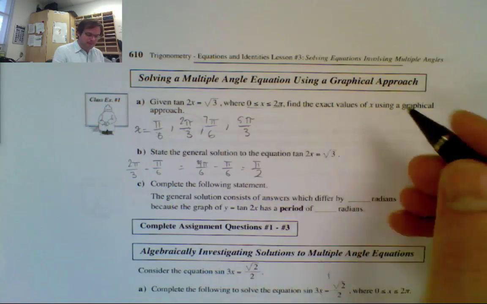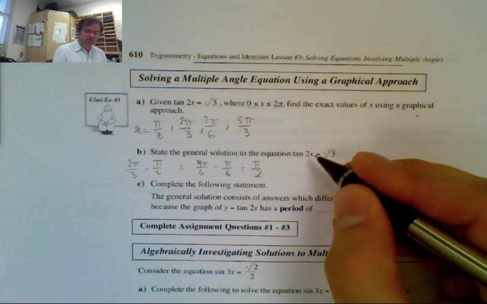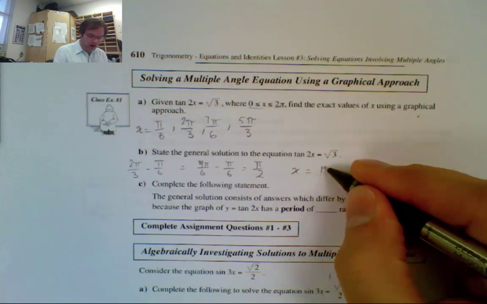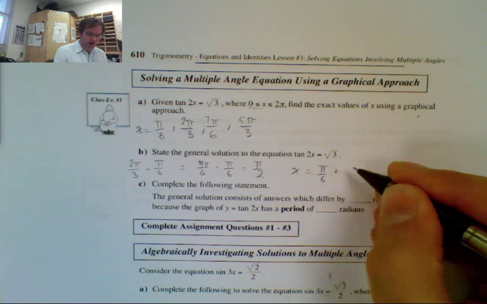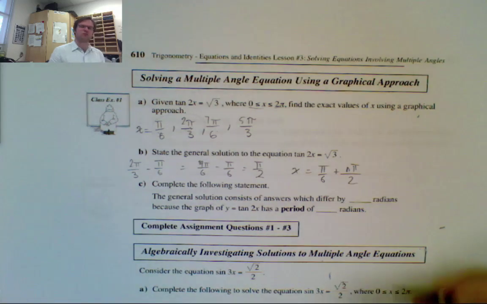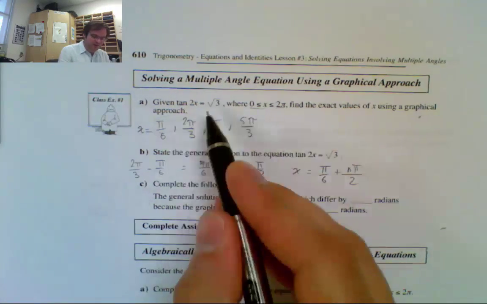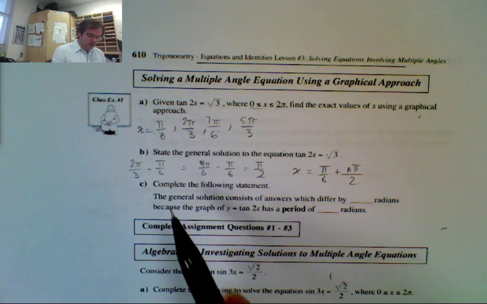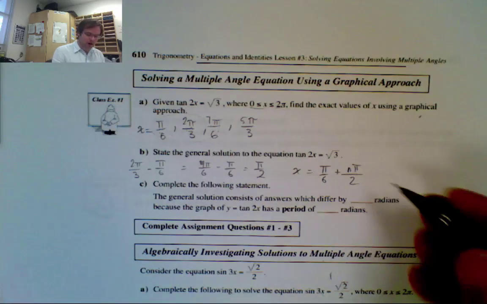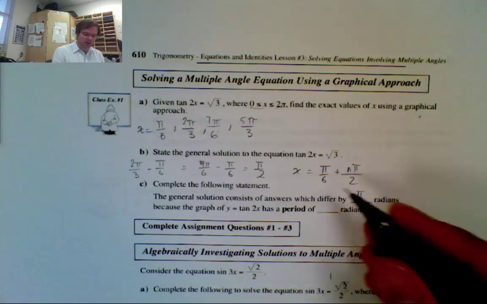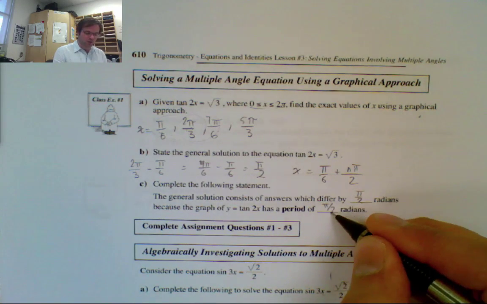So really, what's happening here is we're going to say x is equal to pi over 6 plus n pi over 2. Because the difference between these is pi over 2, and the difference between these is pi over 2, so that's what's happening with my general equation here. In other words, the general solution consists of answers that differ by pi over 2 radians, which means the period for this function is pi over 2.